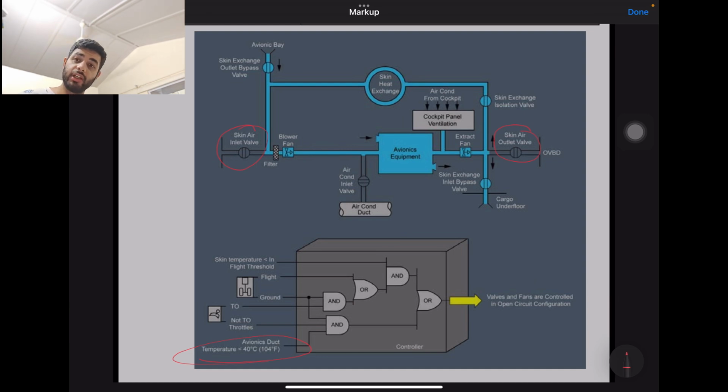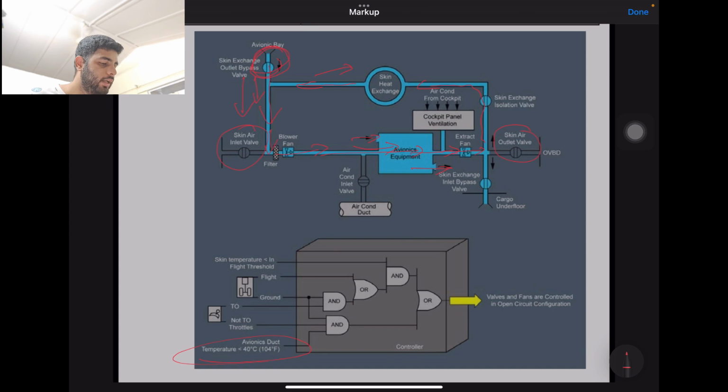Now let's check in flight. In flight had that intermediate and closed. This is where people get confused. I don't think there's much problem in the configuration. It's pretty simple. Avionics air is just keeping on being recirculated throughout the aircraft. Here you can notice that there is a bypass. So this air bypasses the skin heat exchange. It gets pushed through and it comes to the blower fan. Blower fan pulls.